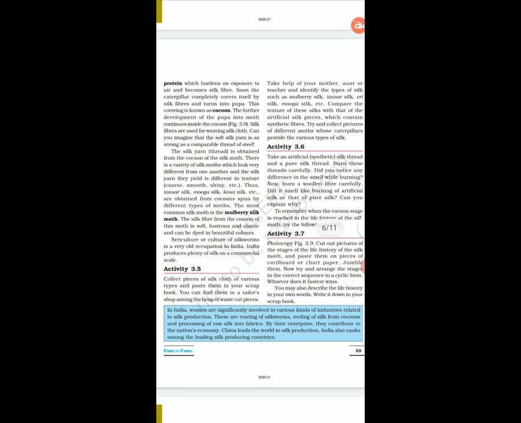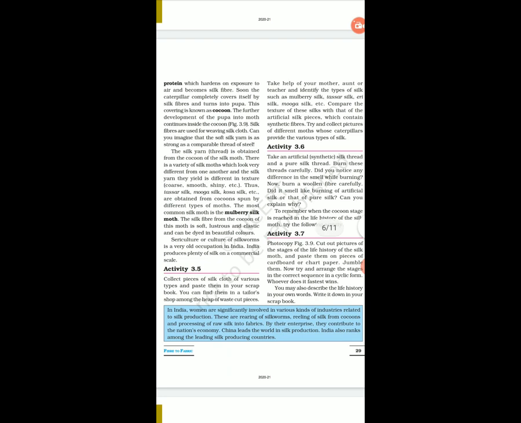Soon the caterpillar completely covers itself by silk fibers and turns into pupa. This covering is known as cocoon. What is it called? That covering is known as cocoon. The further development of pupa into moth continues inside the cocoon. It is further developed inside the cocoon.